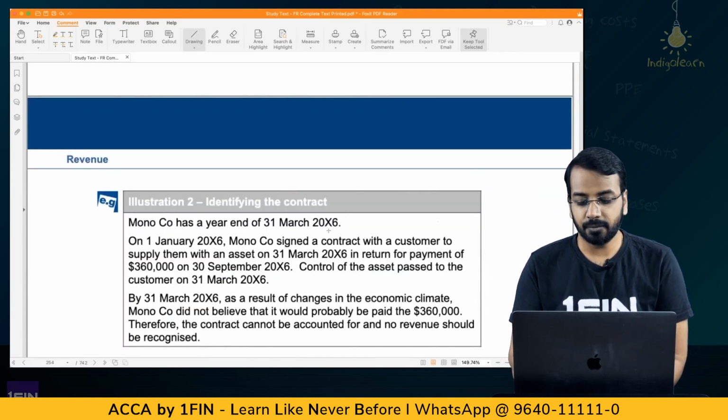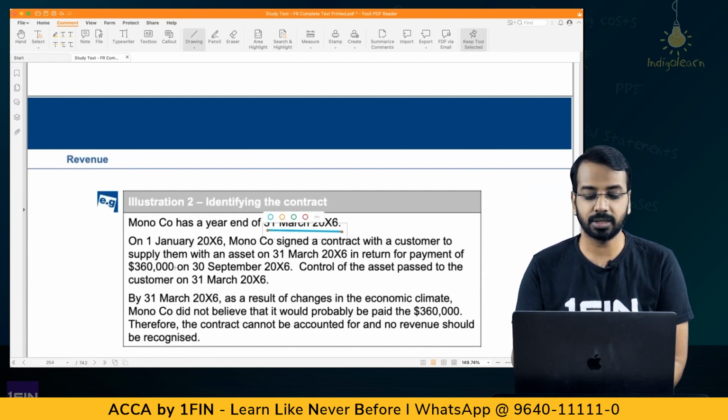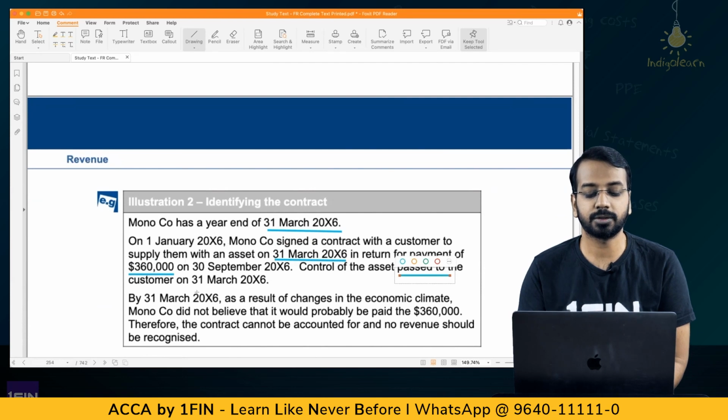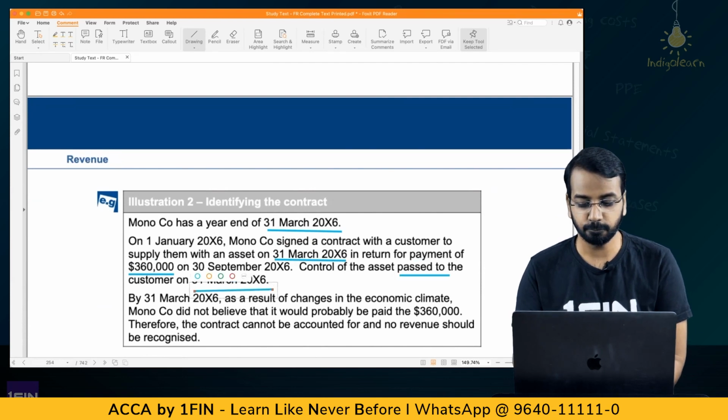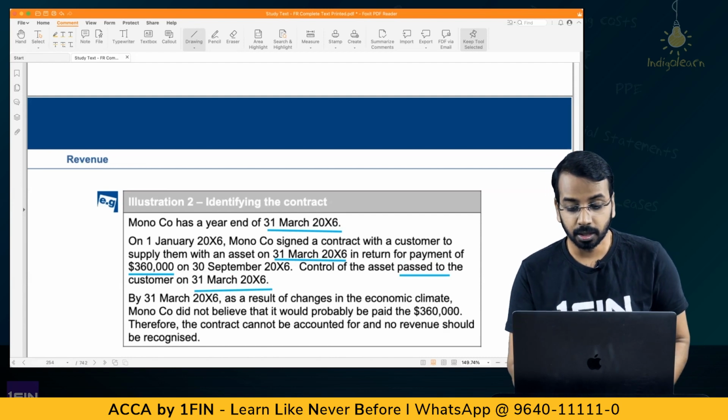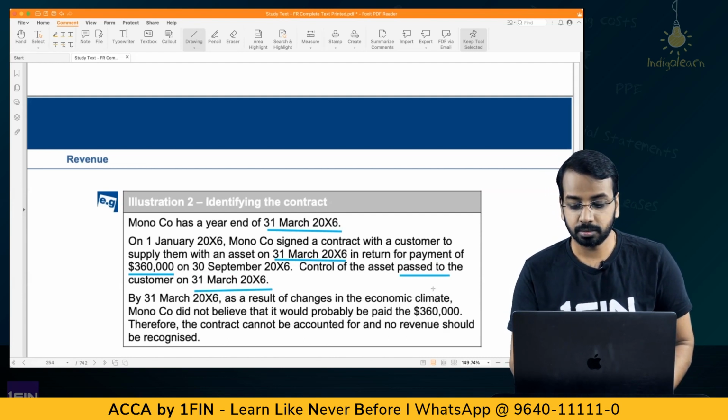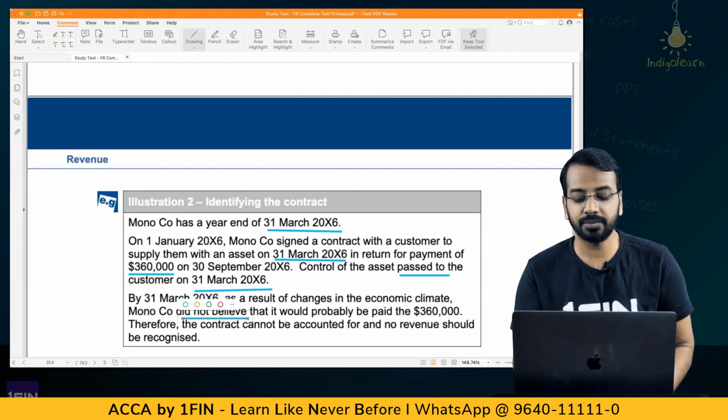A company has a year end of 31st March of year 6. In January of year 6, Mono company signed a contract with a customer to supply them with an asset on 31st March of year 6 in return for a payment of 360,000 on 30th September. Control of the asset passed to the customer on 31st March. By 31st March, as a result of changes in the economic climate, Mono company did not believe that it would probably be paid $360,000.